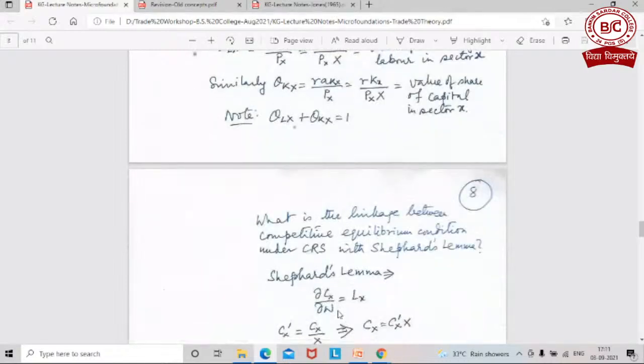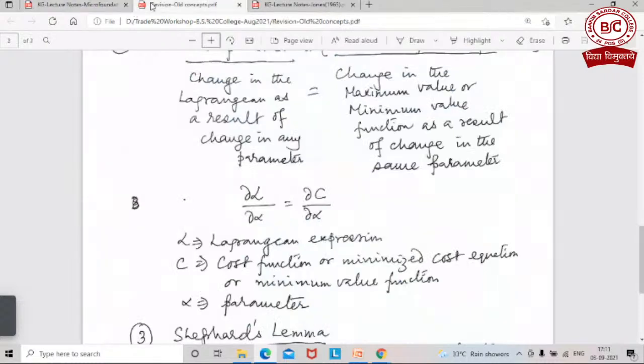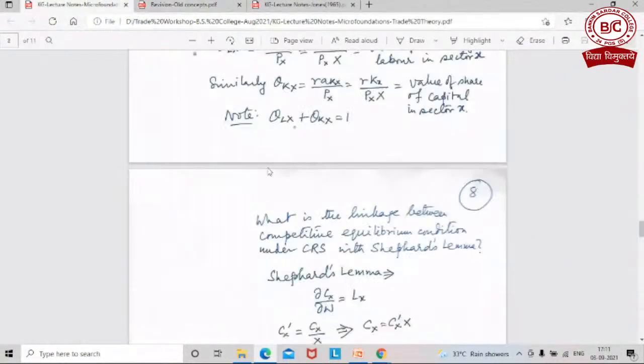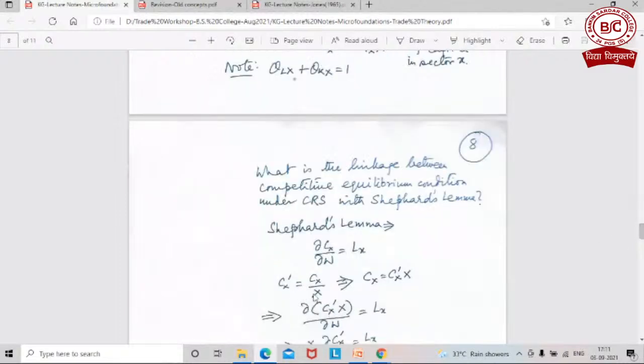Now, just think about Shephard's lemma. What is Shephard's lemma? del Cx by del w is equal to Lx. This you know. I have just shown this when I revised the old concepts. That is Shephard's lemma: del Cx by del w equal to Lx. Is it okay? Yes, sir. Now, let us just refer to Cx as Cx by X. So instead of Cx, I can write it as Cx dashed.